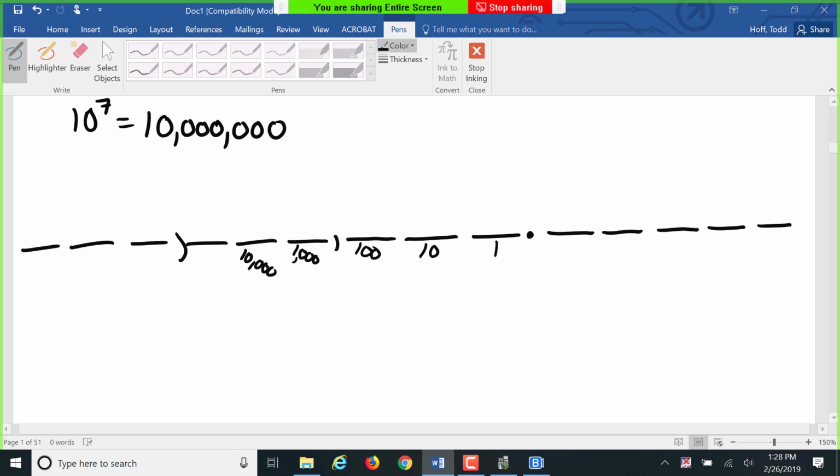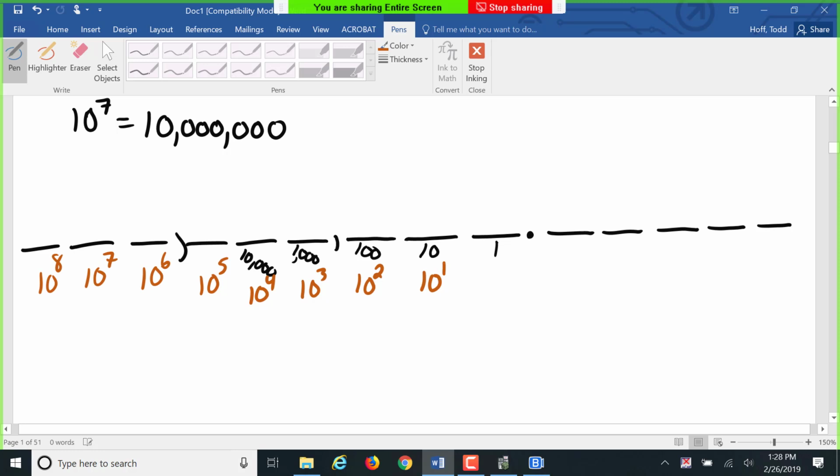We might recognize this as being 10 to the 1. This is 10 squared, 10 to the 3rd. 10,000 is 10 to the 4th. 100,000 is actually 10 to the 5th. 10 to the 6th is a million, and we can keep going. Down here, the pattern actually fits, because anything to the power of 0 is 1. So 10 to the 0 is our ones place.